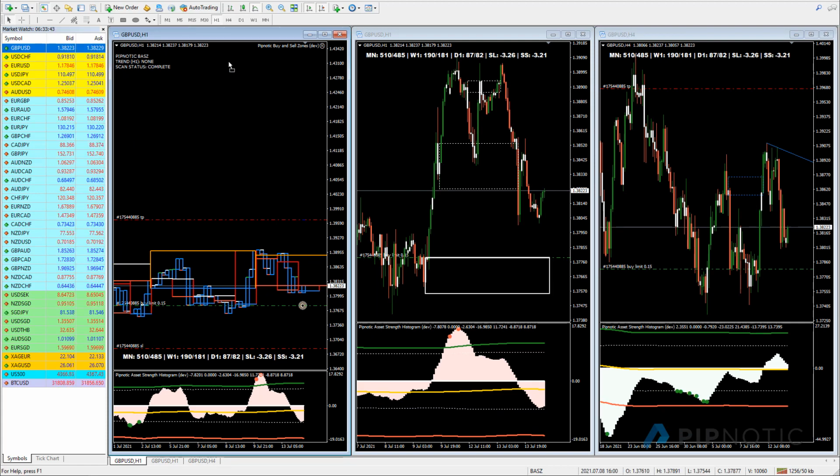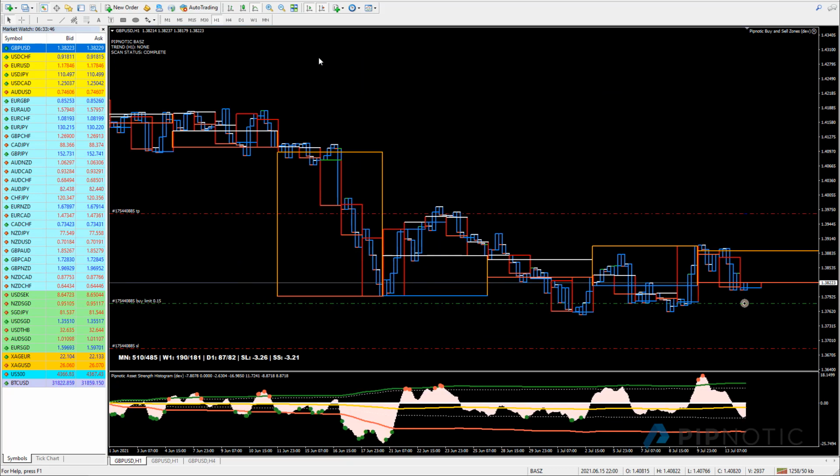Let's go to the pound American dollar. Let's just look here on this chart. Actually, we're already there. That was the pound American dollar. Let's go to the next one, the dollar Swiss franc.